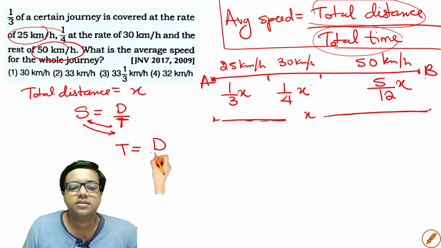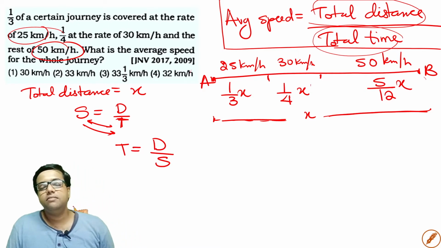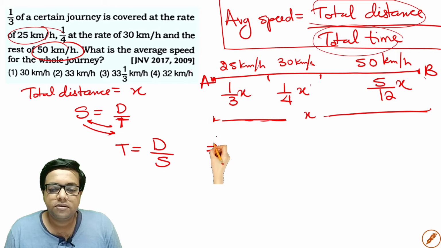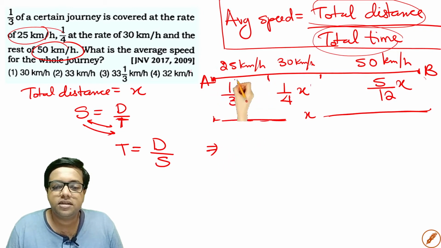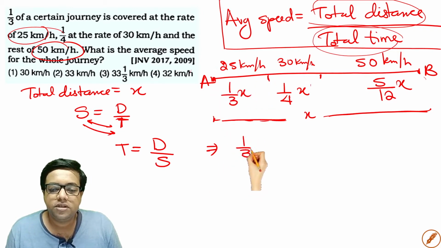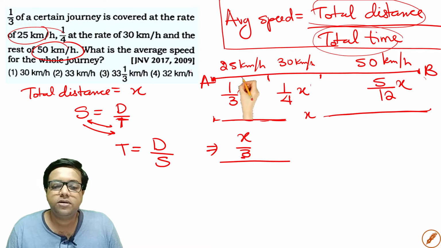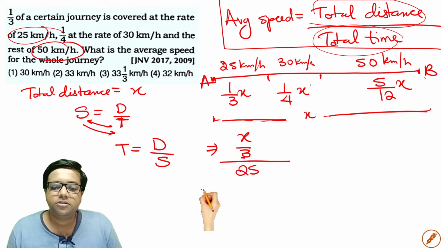Time is equal to distance by speed. So what will happen now? What will happen in the first case? What is the distance he is traveling? 1 by 3 of x, or x by 3. I can write it as x by 3. That will be divided by the speed, 25 km per hour. 25 km per hour divided by 1.